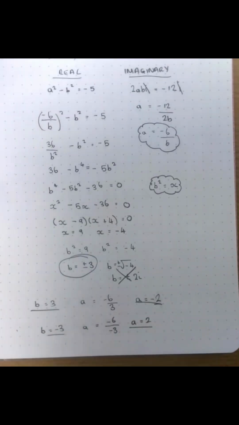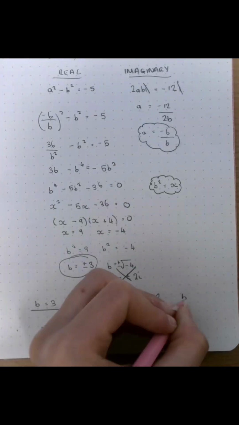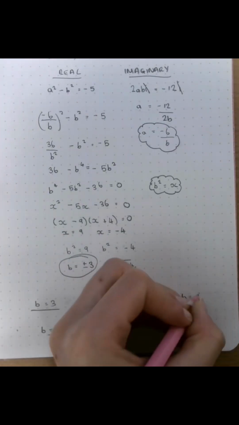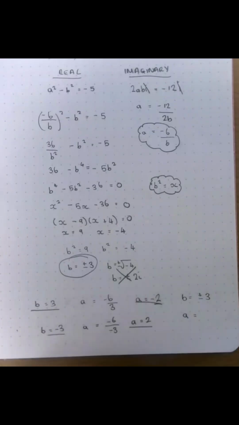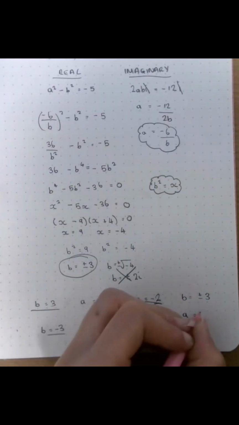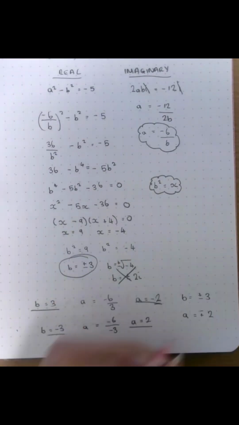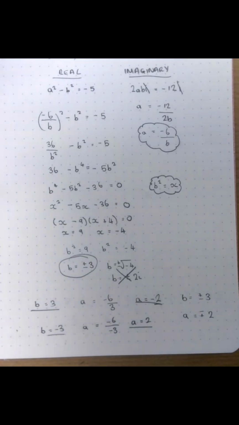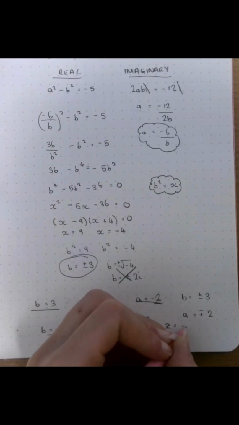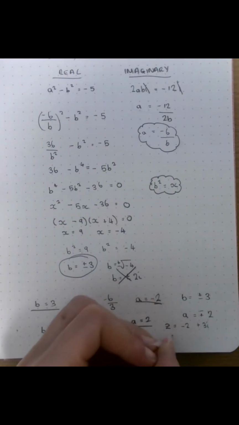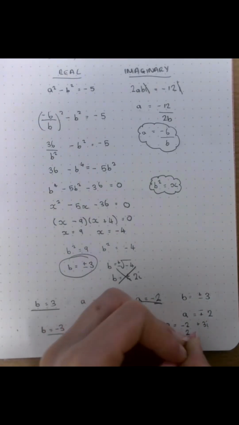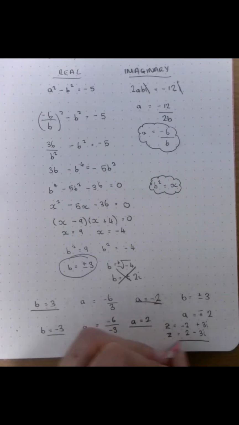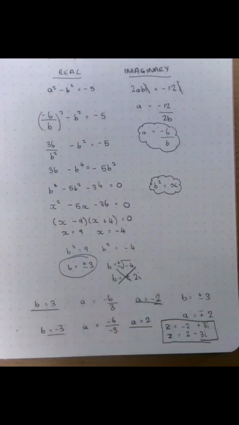So when we're giving our answer, we are going to say that b is equal to plus or minus 3, and we're going to say a is equal to minus plus 2. Because we need to show that when b is positive, a is negative, and when b is negative, a is positive, and they are going to be our values for a and b, which makes z is going to be minus 2 plus 3i, and z is going to be equal to 2 minus 3i. They are our two values for z.